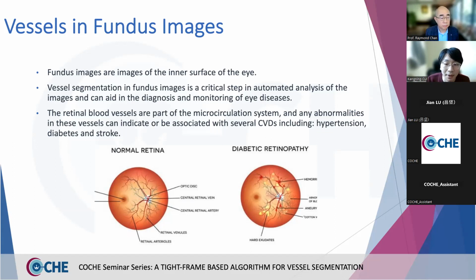The retinal blood vessels are part of the microcirculation system. So any abnormalities in these vessels can indicate or be associated with several cardiovascular diseases, including hypertension, diabetes, and also stroke. So accurate and reliable segmentation of these vessels is very crucial, and it's very important for identifying the biomarkers that can indicate the presence or the progression of these diseases. This is a visualization of a normal retina and diabetic retinopathy. We can see there are a lot of lesions on the right-hand side.